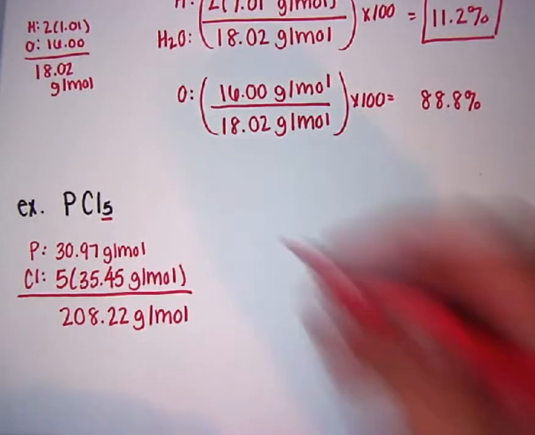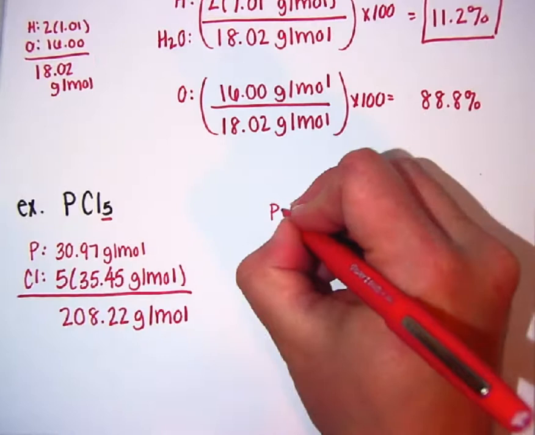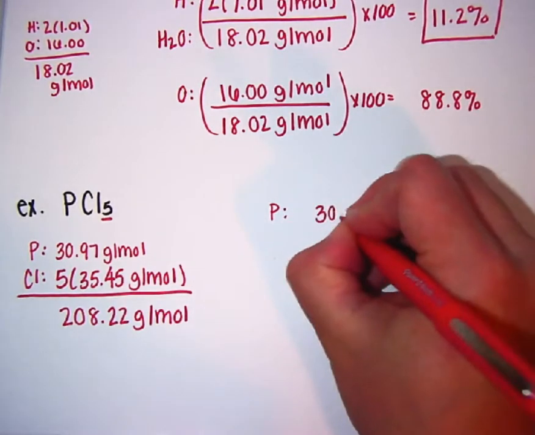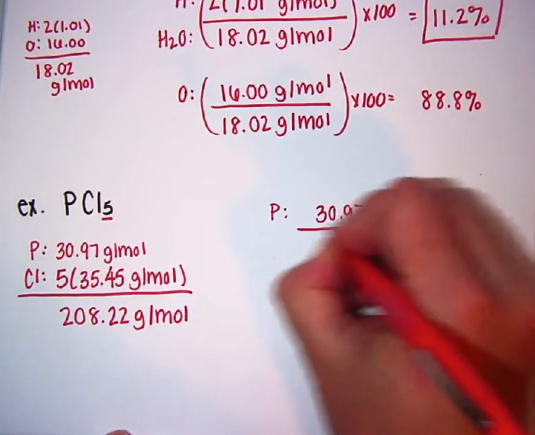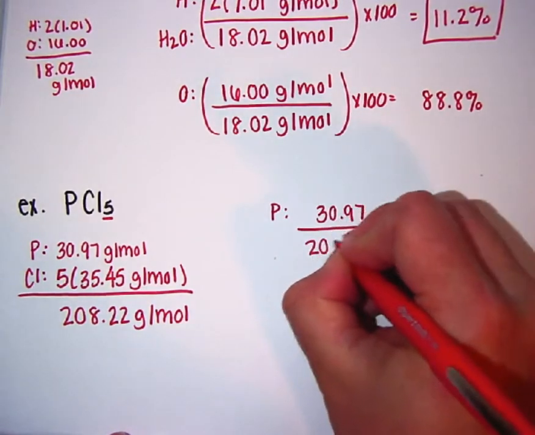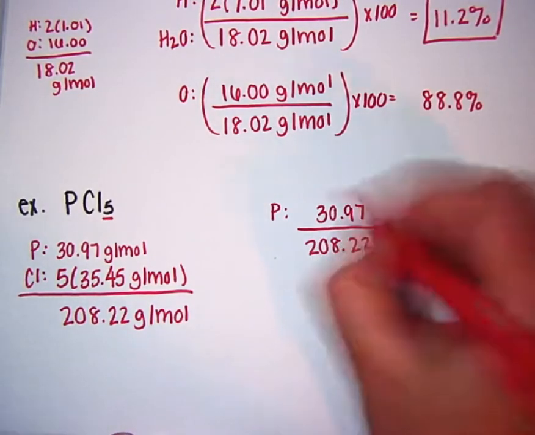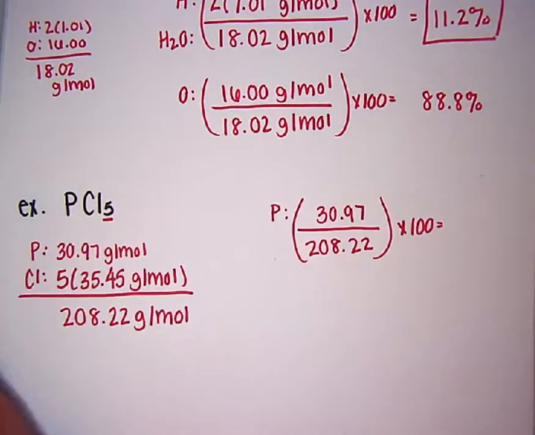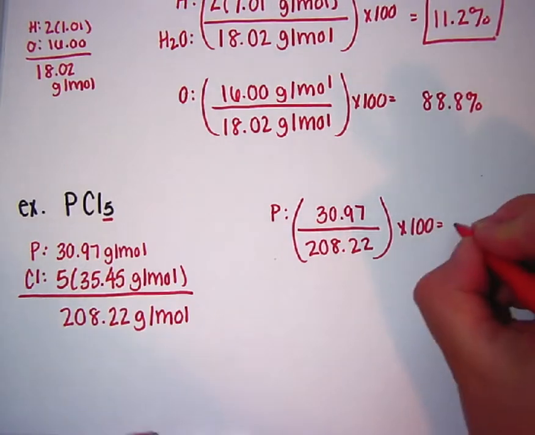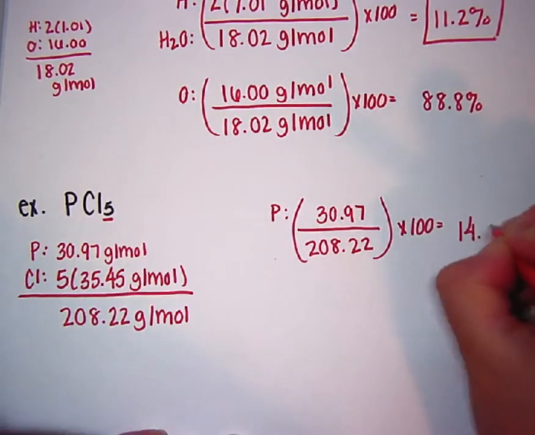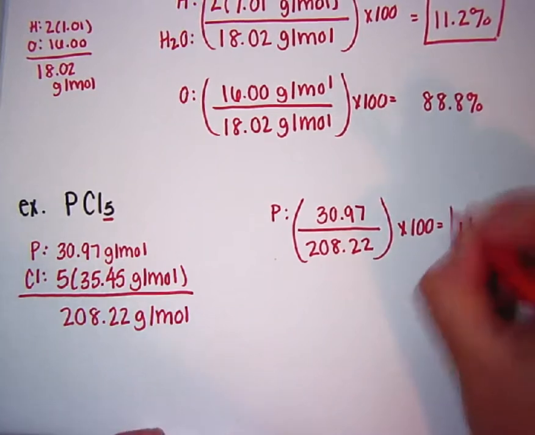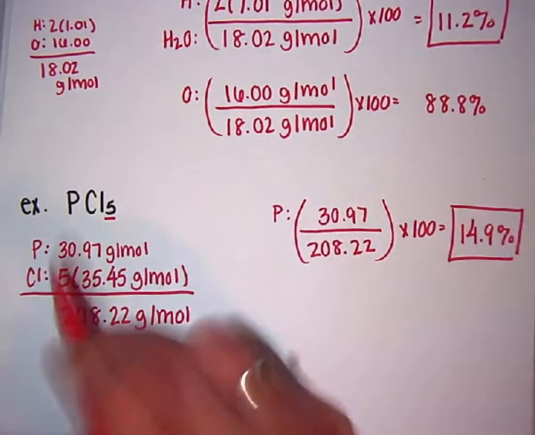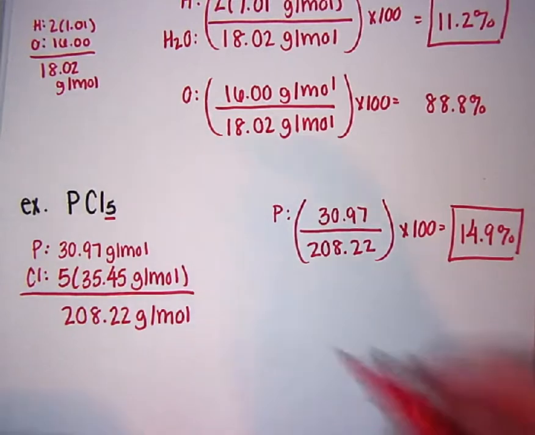So for phosphorus, I'm going to take the mass of the element divided by the molar mass of the compound, multiply by 100. And I get 14.9%. 14.9% of this compound is made up of phosphorus by mass.